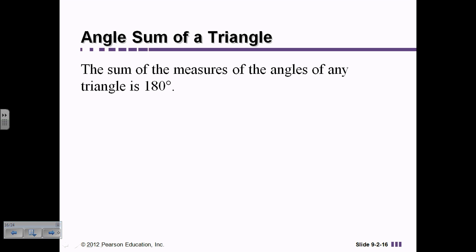So we're going to talk a little bit about triangles now. There's this angle sum theorem of a triangle, and that is that the sum of all of the measures of any triangle is always 180 degrees.